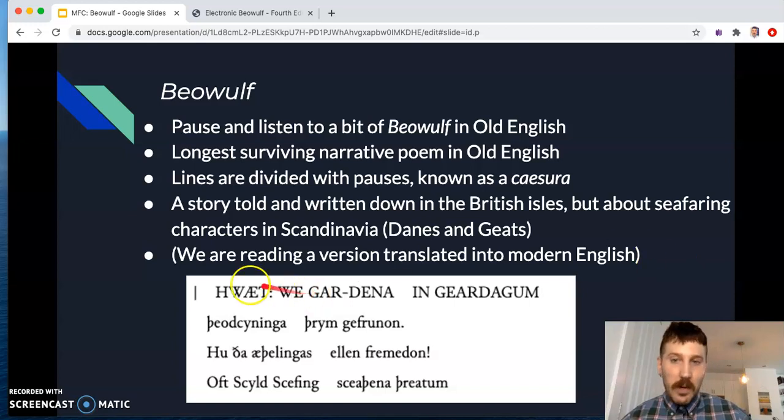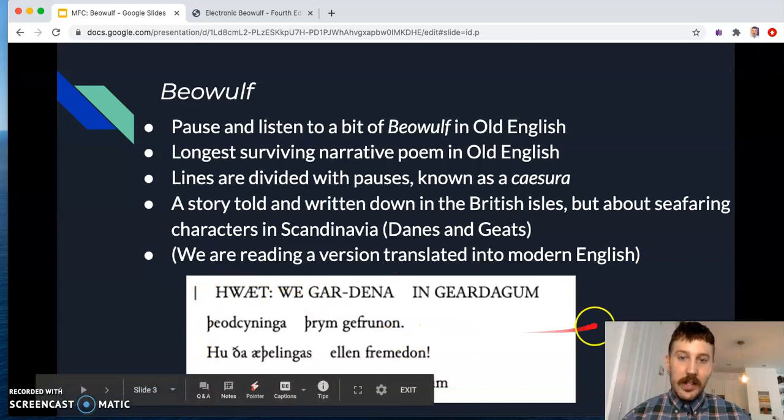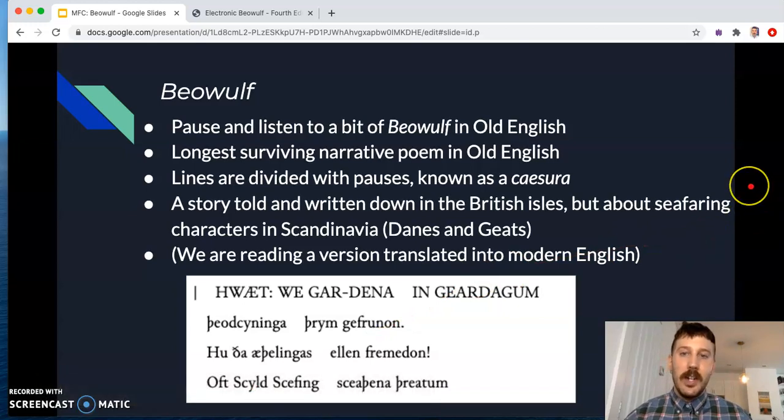As we look at these opening lines of Beowulf, you'll also see that there's this gap in between the middle of the lines. There's this big space. This is another feature of Old English poetry known as a caesura. Here's that word right here. It's a pause in the middle of the line. Again, we don't really have poetry that often uses caesuras anymore in modern English, but this is a part of Old English poetry.